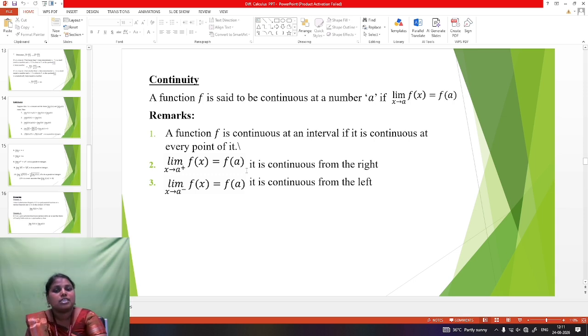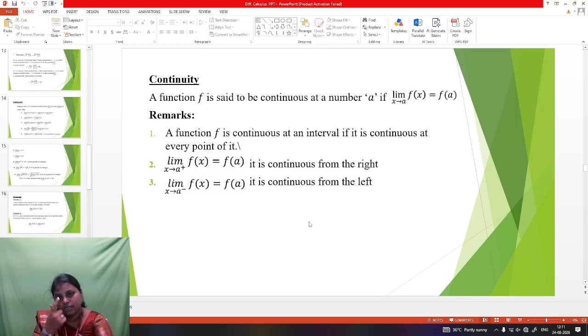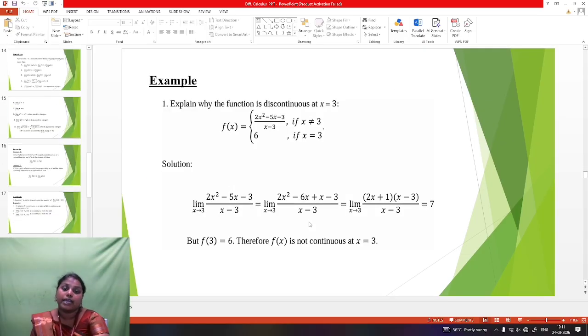Remark: a function f is continuous on an interval if it is continuous at every point of it. Right limit means continuous from the right. Left limit means continuous from the left. This is the continuity definition.